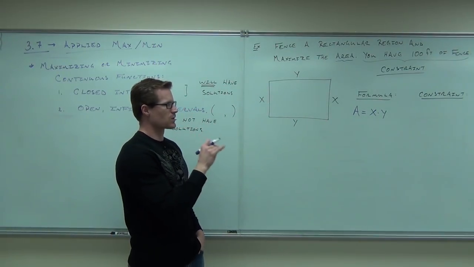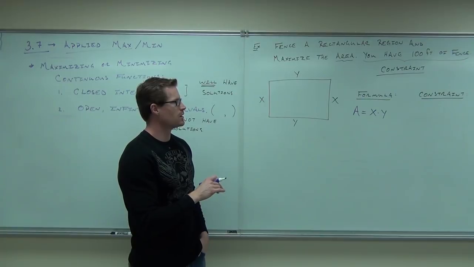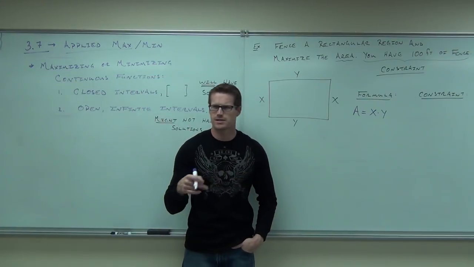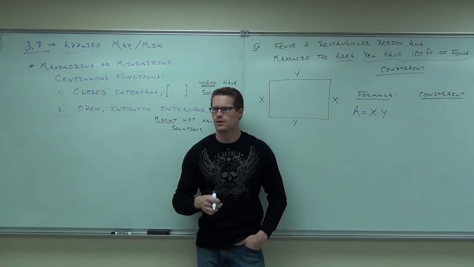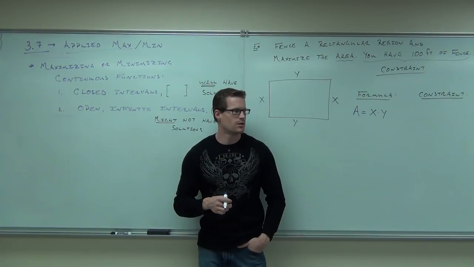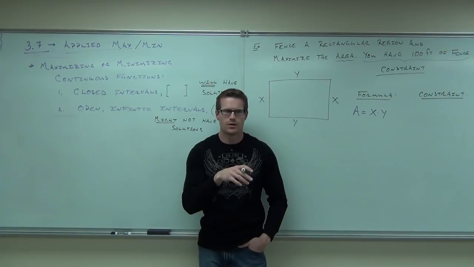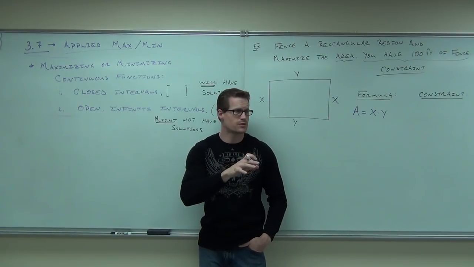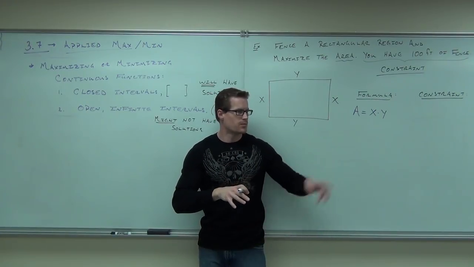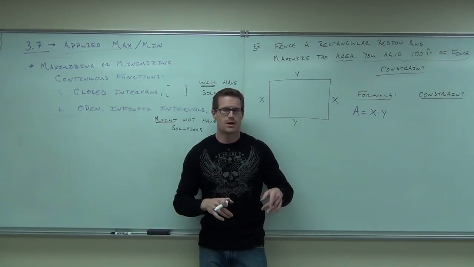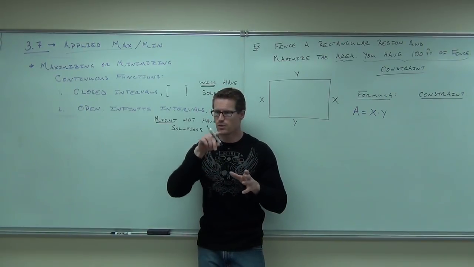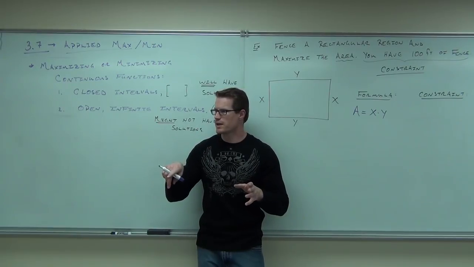Now let's talk about our constraint. What does the 100 feet of fence have to do with anything? That has to be your... What's that called? The domain of the function. Kind of, sort of. Perimeter. We'll talk about domain in a minute, okay? But the 100 feet of fencing, you know that goes around your figure, right? So that is your perimeter.